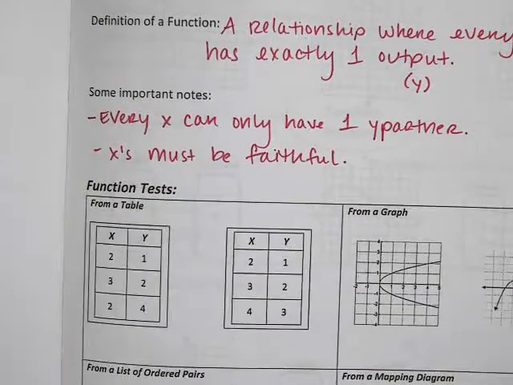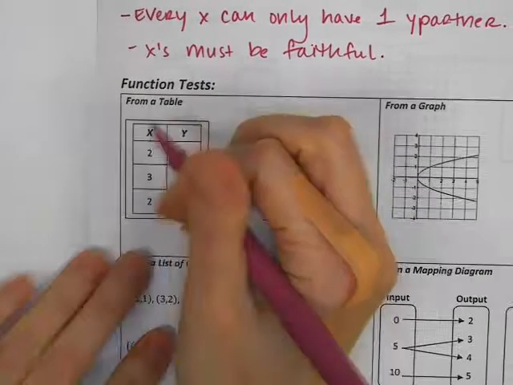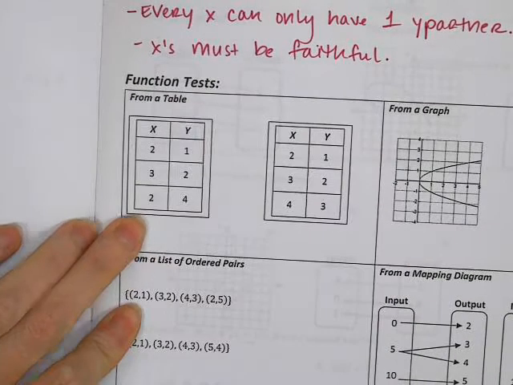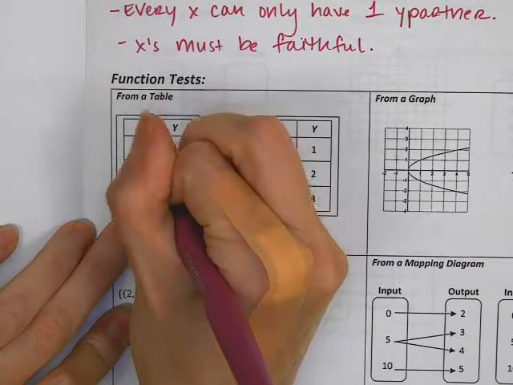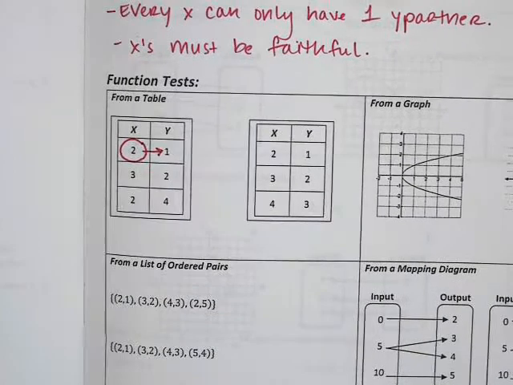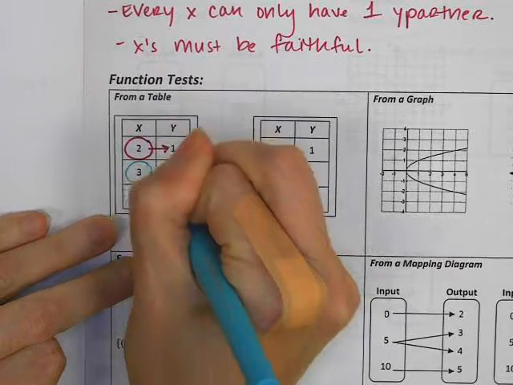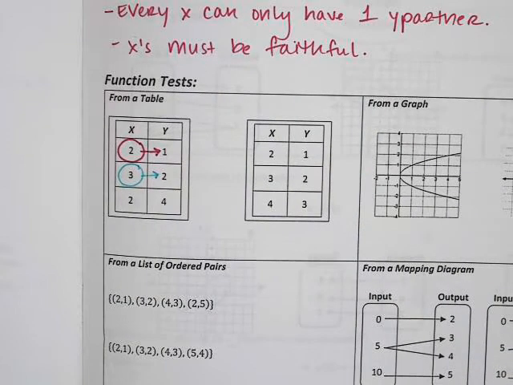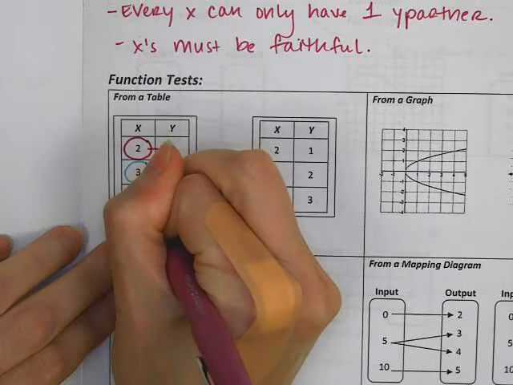So first of all, from a table. How you do this based on a table is you look at the x values and you see if they're all being faithful. Okay, so what do we mean? When x is 2, his partner is 1. All right, that's fine. When x is 3, his partner is 2. That's fine. But now look, the x is 2 again, and now he's going to 4.